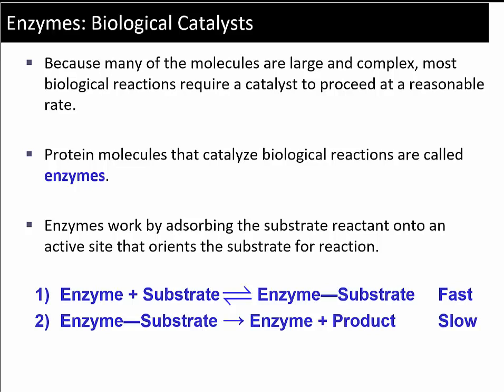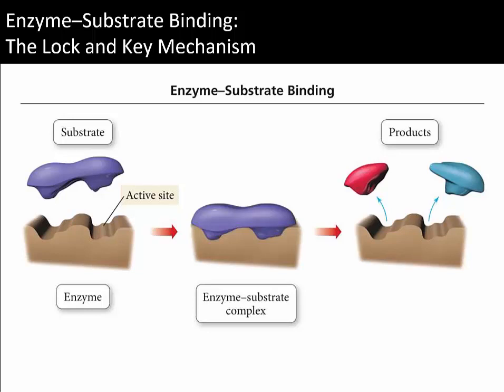So you have an enzyme and a substrate. They're going to form an enzyme-substrate bond that's fast. The enzyme-substrate complex is then going to form the enzyme back again and the product, and that's usually the slow step. You'll notice that the enzyme is conserved in this, which is what makes it a catalyst. It's part of the reaction, but doesn't get consumed. It's not a reactant.